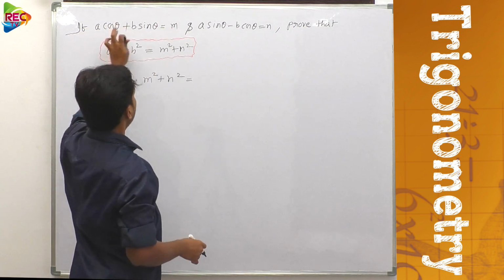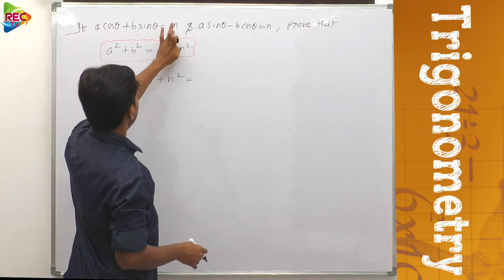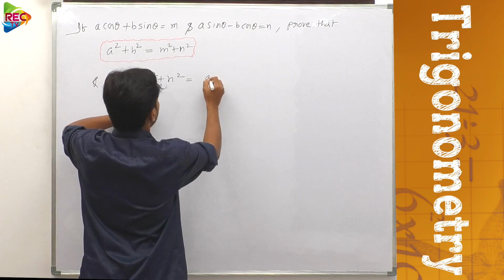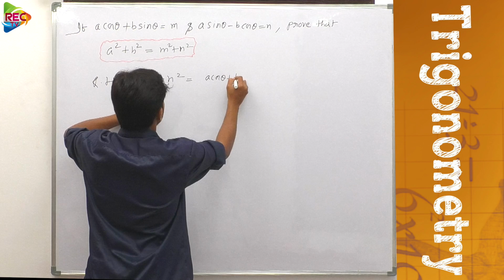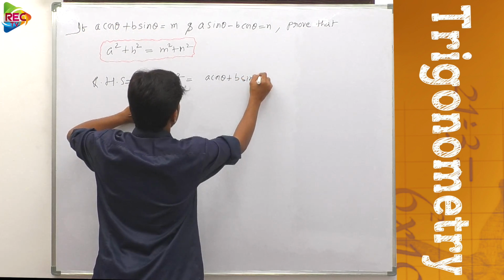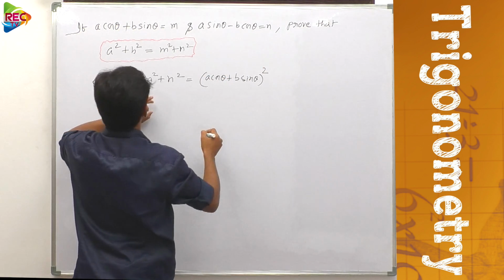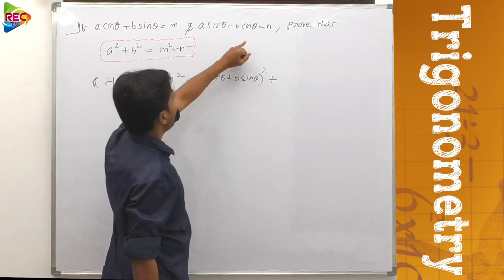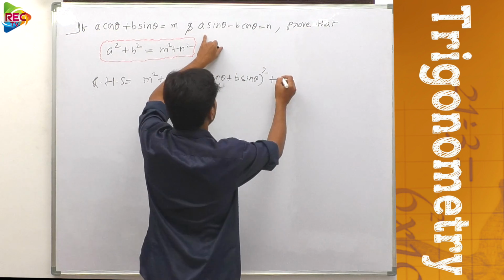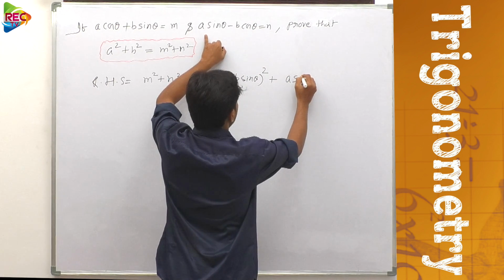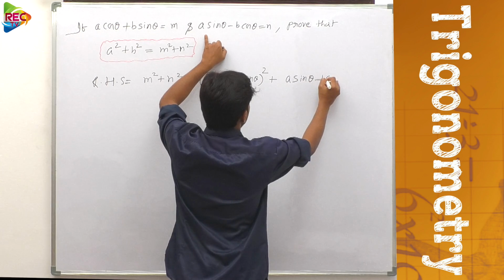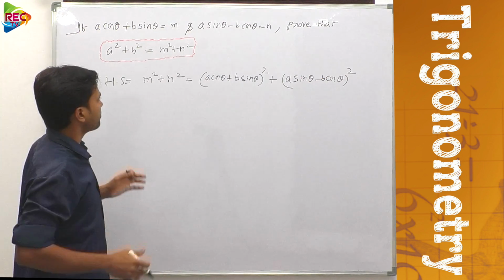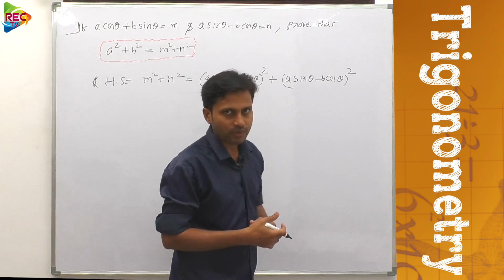Now just see here, have a look at this. What is the value of m? m is a cos theta plus b sin theta. Let us put it over there: a cos theta plus b sin theta whole square, plus n square. What is n? n is a sin theta minus b cos theta. So a sin theta minus b cos theta whole square. Now this is m square plus n square.